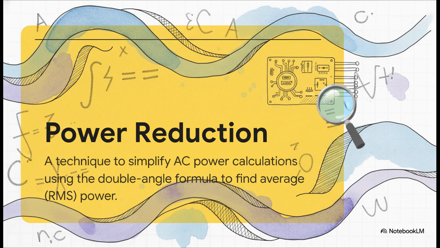But engineers have this slick technique called power reduction. And guess what that is? It's literally just our double angle formula used in reverse. They use it to clean up those messy calculations, which lets them easily find the average power. And that average power, that's exactly what your electricity meter at home is measuring to figure out your bill.